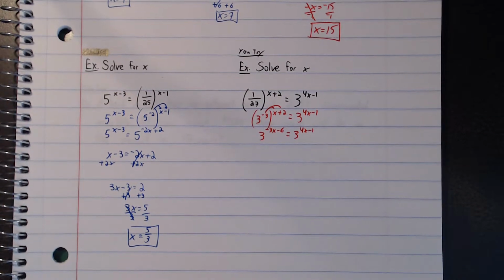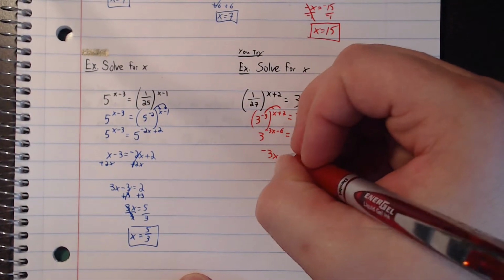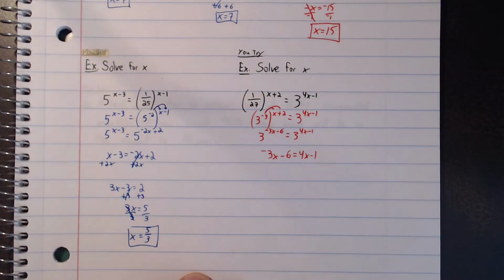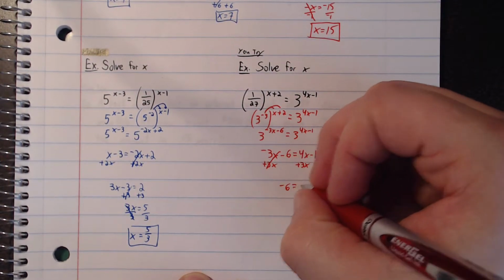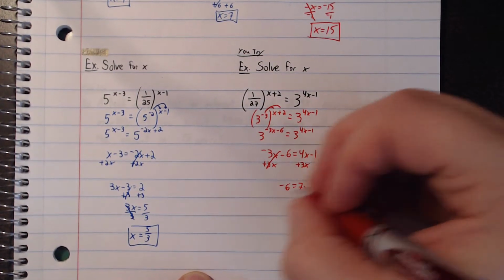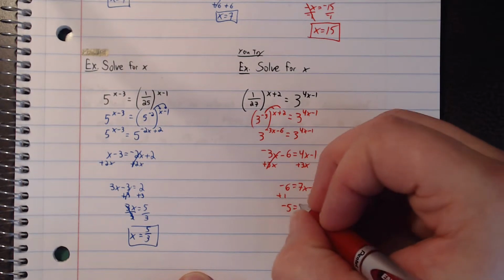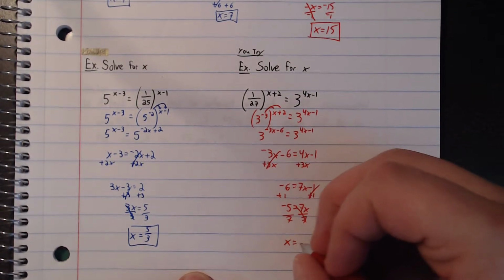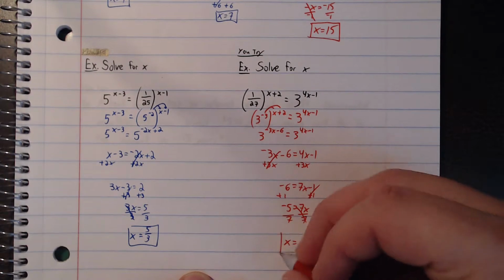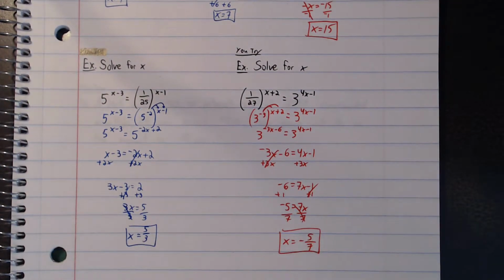At this point, our bases match. We just work with the exponents. Let's add 3x to both sides. So negative 6 equals 7x minus 1. I'll add 1. Negative 5 equals 7x. We'll divide by 7. So our final solution is negative 5 over 7. Hopefully you got that solution as well, and you didn't change it into decimals, because I'm not a big fan of decimals.